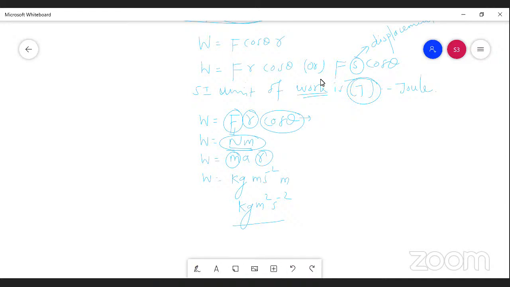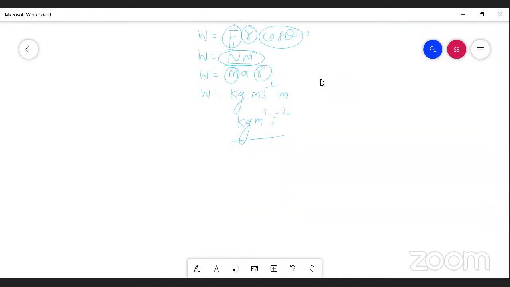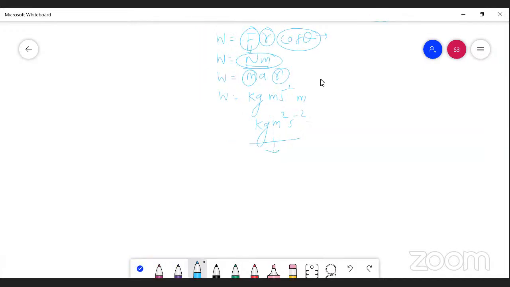Then the dimensional formula for work. How do we attain the dimensional formula for work? Already we derived the unit of work: joule, which is equivalent to Newton meter. It is also equal to kg meter square second power minus 2. What is the dimension of kg? M.